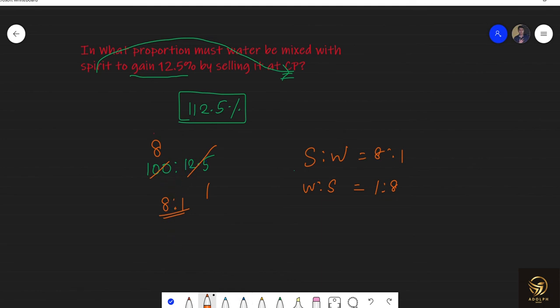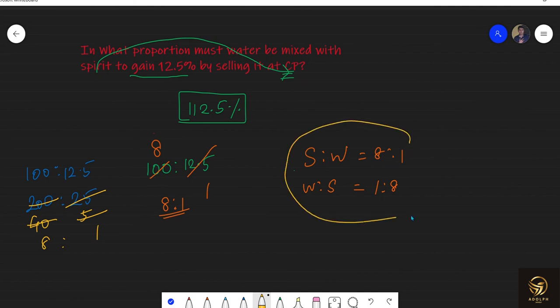Suppose you are confused about how it is 8:1. Maybe you can write like this: this 100 is to 12.5. First you multiply by 2, so that will be 25 and this will be 200. Now you can simplify using the five table. Using the five table, this will become 5 and this will become 40. Again, using the five table, it will be 8:1. However, it's up to you how you calculate. I have told you the basic method and then a bit higher method also. So this is the answer.